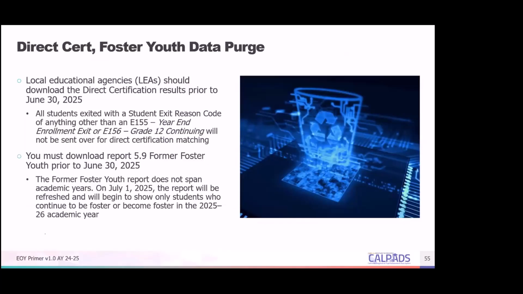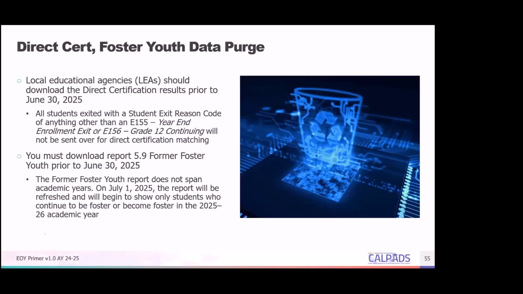All right, we want to remind you that the CDE annually purges their direct certification results and their foster youth data from CALPADS. So LEAs should download their direct certification results prior to June 30th of this year if you have a need to track students who were directly certified by CALPADS this year. So all students exited with a student exit reason code of anything other than E155, which is year-end enrollment exit, or E156, which is grade 12 continuing, will not be sent over for direct certification matching.